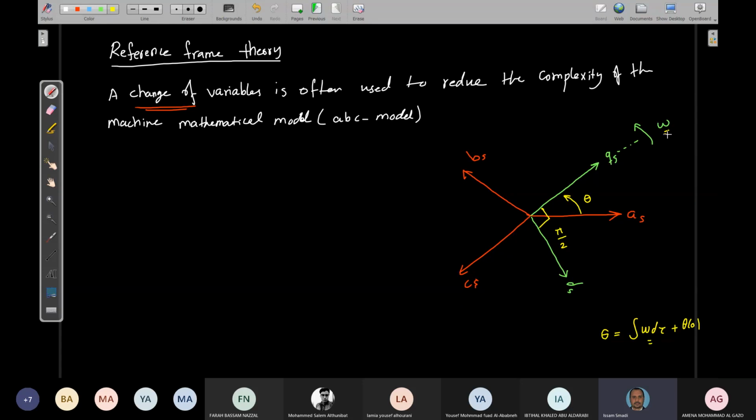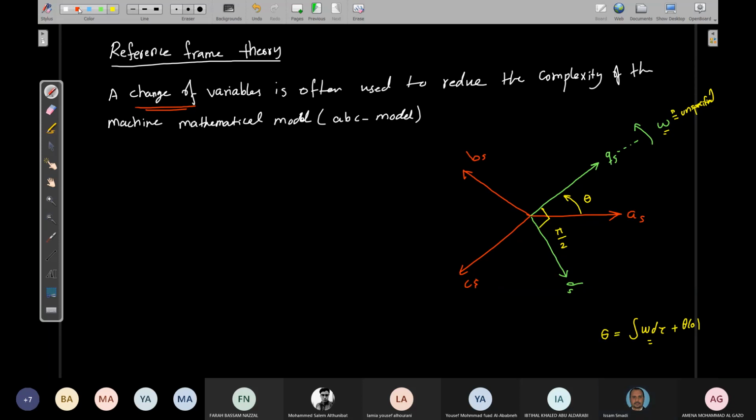Yeah? If this one was omega r, this will be theta r. Yeah? Now here, this speed is what? Unspecified. This is called the arbitrary reference frame. Here, omega is unspecified. So simply, this actually we will call the arbitrary reference frame. I'm assuming that my reference frame is rotating by arbitrary speed. I'm not fixing the speed.